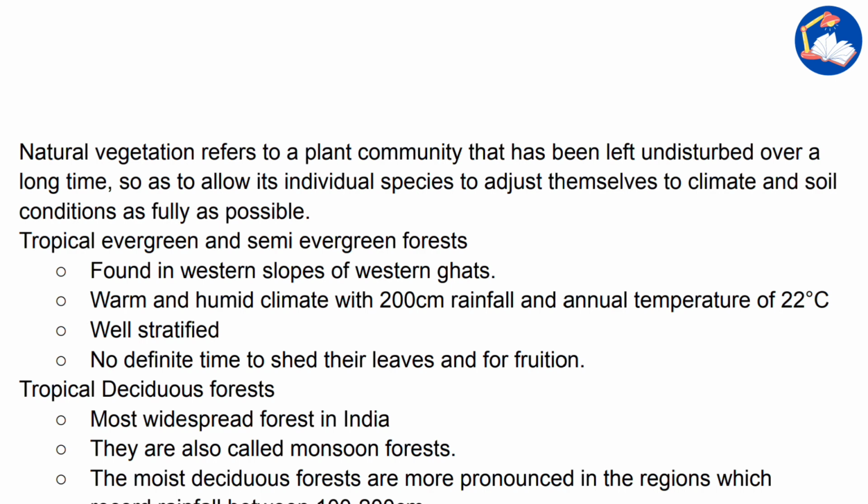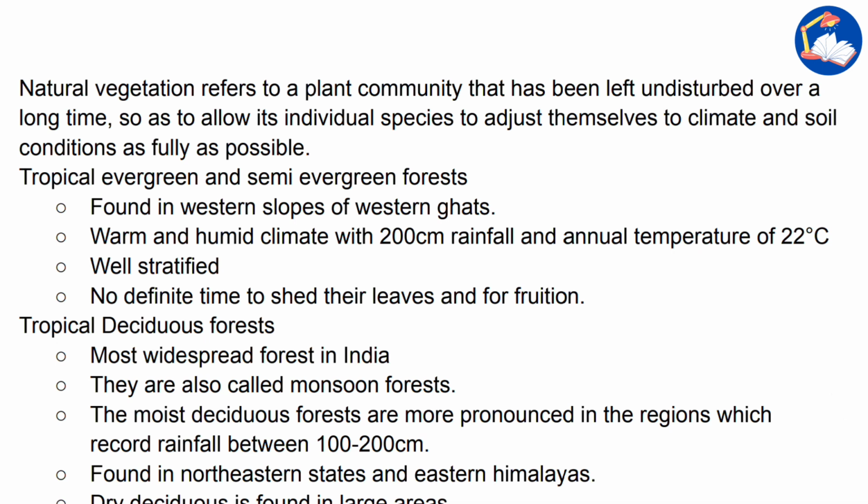Now, the natural vegetation refers to a plant community. Now, we are coming to the natural vegetation, soil types and all. Okay. So, natural vegetation refers to a plant community that has been left undisturbed over a long time, so as to allow its individual species to adjust themselves to climate and soil conditions as fully as possible.